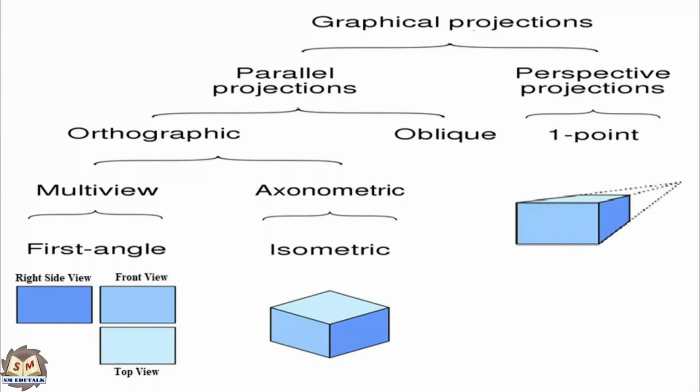Perspective projection uses converging projectors and shows the projected view as a 3D object. Orthographic projection uses parallel projectors. Multi-view orthographic projection creates multiple 2D views of the 3D object such as front view, top view, side view, etc. Whereas isometric projection shows the projected view as a 3D object. That's why it has the actual dimensions that the real object has.